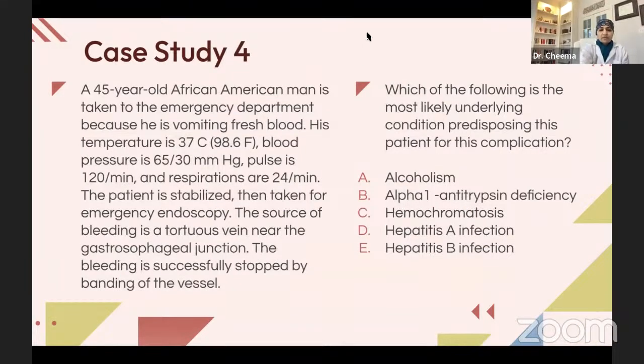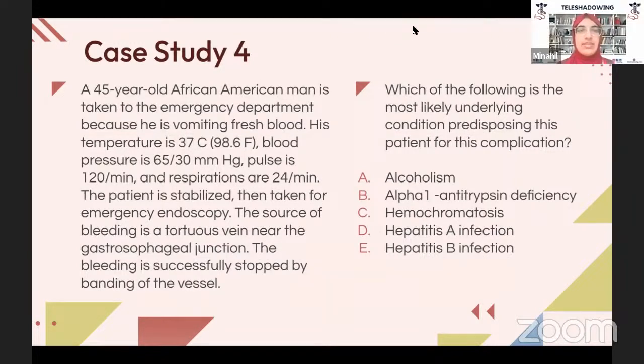Good, very good. So let's move on to our next case study. Case study 4. A 45-year-old African-American man is taken to the emergency department because he is vomiting fresh blood. His temperature is 37 degrees Celsius, blood pressure is 65 over 30 millimeters of mercury, pulse is 120 per minute, and respirations are 24 per minute. The patient is stabilized, then taken for emergency endoscopy. The source of bleeding is a tortuous vein near the gastroesophageal junction. The bleeding is successfully stopped by banding of the vessel.